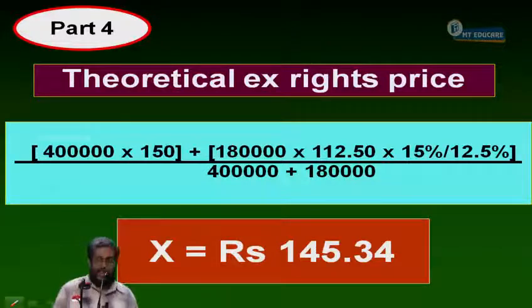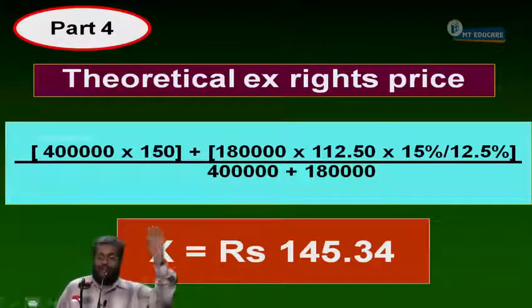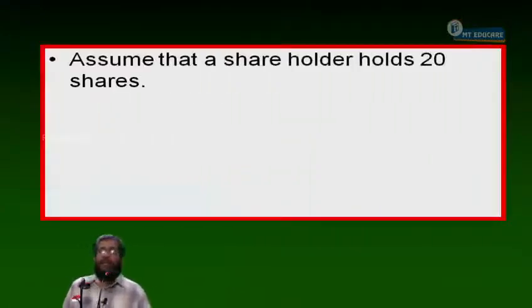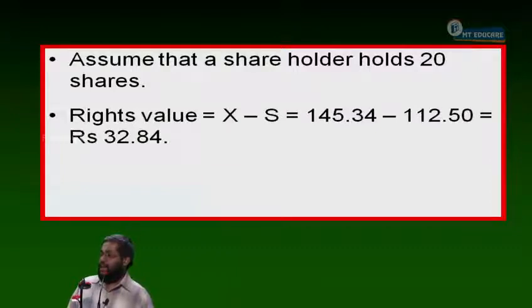Now always a person has to react to the right. You are intelligent, you already discussed some of it or not. So you have to react to the right. You can either apply for the rights or sell the rights. Let's see what is going to happen. Assume that a shareholder is holding 20 shares. Rights value is going to be x minus 112.5.